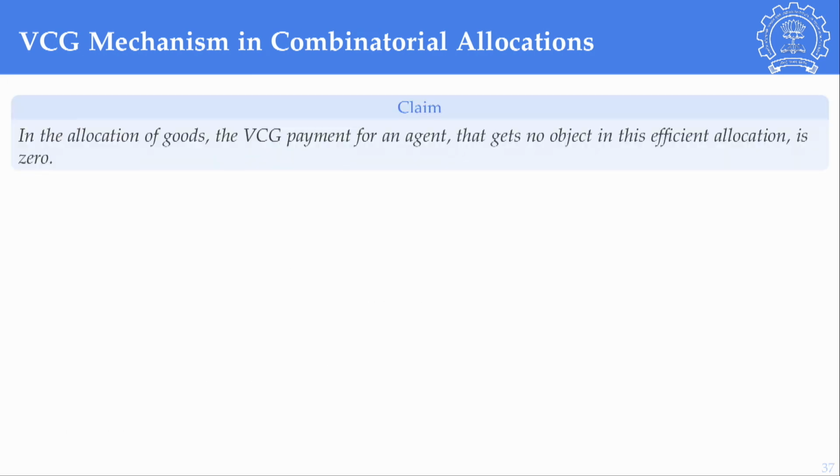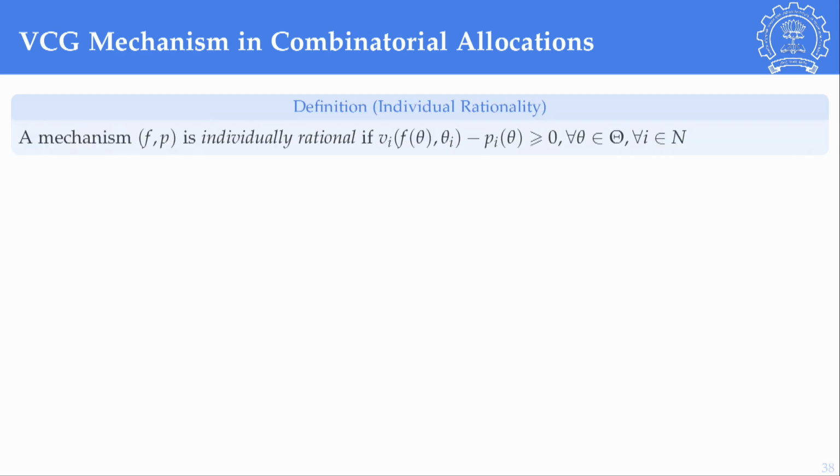So, in the allocation of goods, as I was saying, the VCG mechanism has a bunch of nice properties. One of these properties is that if an agent does not get any object in the combinatorial allocation, that agent will not pay anything. Okay. Let me start individual rationality after the break. Let me just stop here.